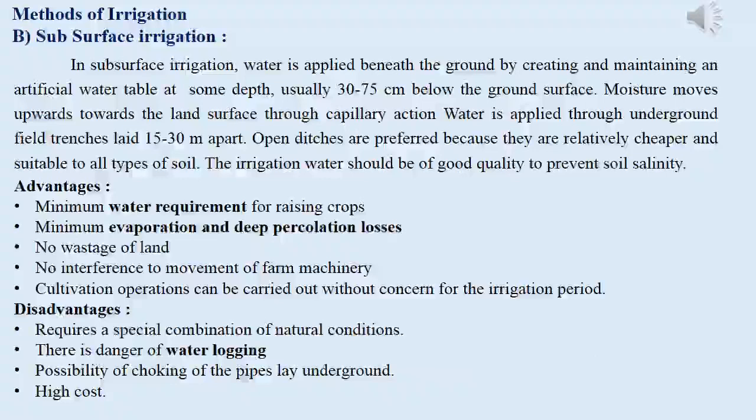Now, the second type of irrigation method is subsurface irrigation. In subsurface irrigation, water is applied beneath the ground by creating and maintaining an artificial water table, usually 30 to 75 centimeters below the ground level. Moisture moves upward through capillary action.